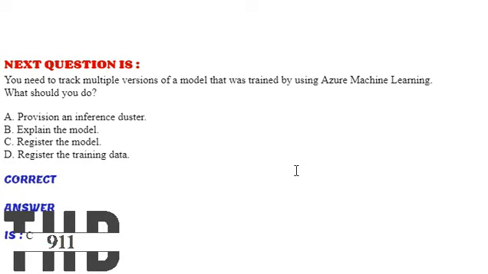Our next question. You need to track multiple versions of a model that was trained by using Azure machine learning. What should you do? Option A, provision an inference cluster. Option B, explain the model. Option C, register the model. Option D, register the training data. The correct answer is option C.